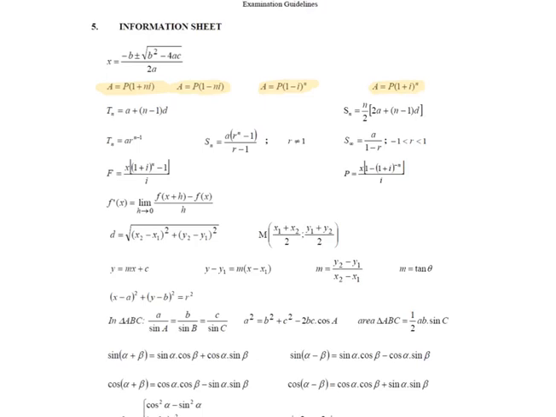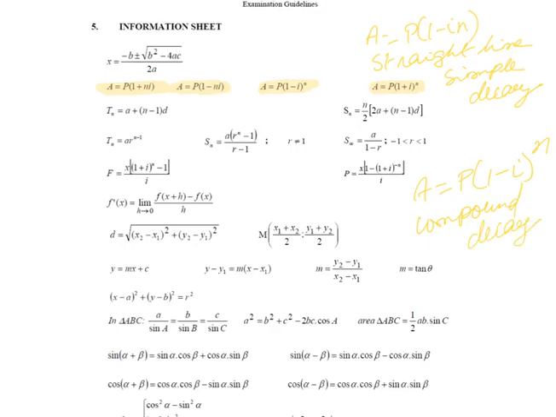So we have learned in grade 11 different types of depreciation. One is A = P(1 - in). This is called straight line depreciation or simple decay, right? That's what we have learned in grade 11. A = P(1 - i)^n is called the compound decay, or we also call it reducing balance.